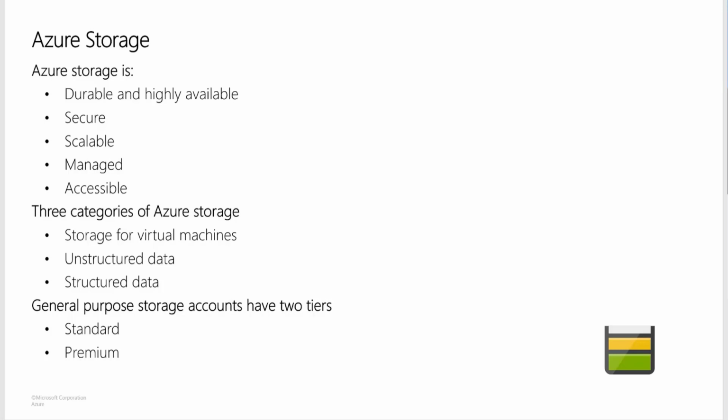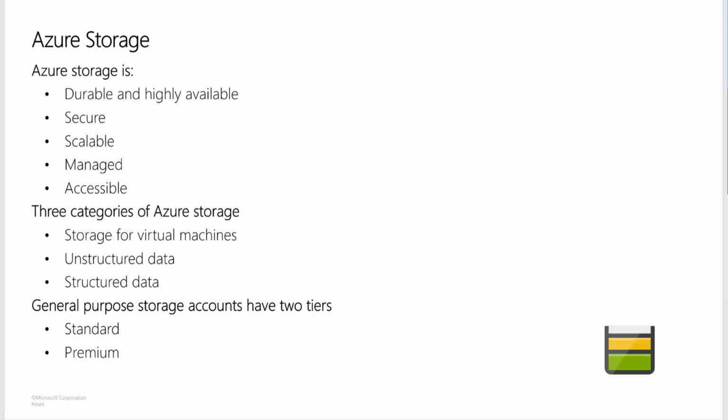Then structured data, this includes tables, Cosmos DB, and Azure SQL DB. Tables are a key value, auto-scaling, NoSQL store. Cosmos DB is a globally distributed database service, and Azure SQL DB is a fully managed database as a service built on SQL.